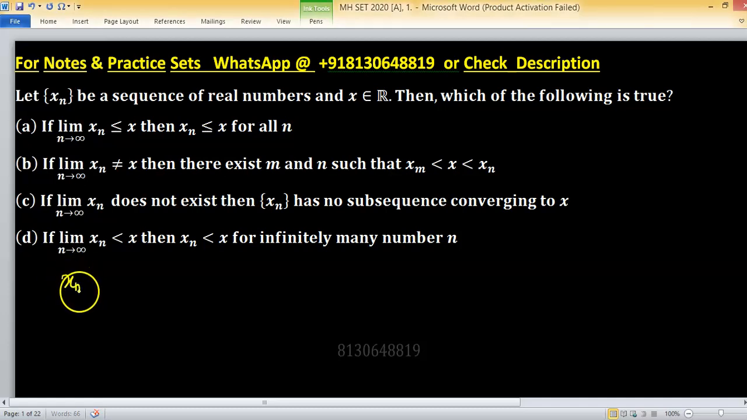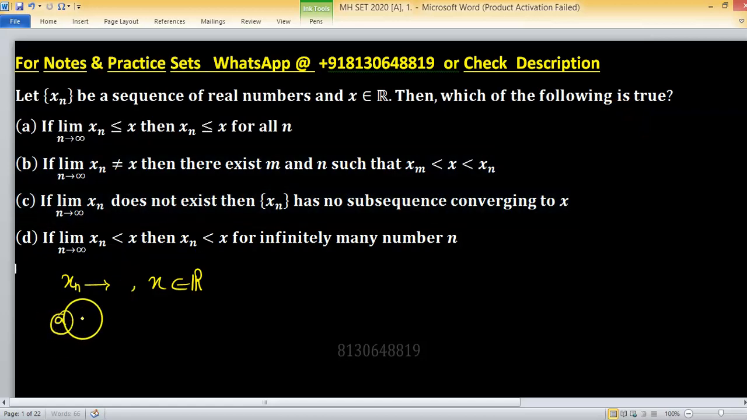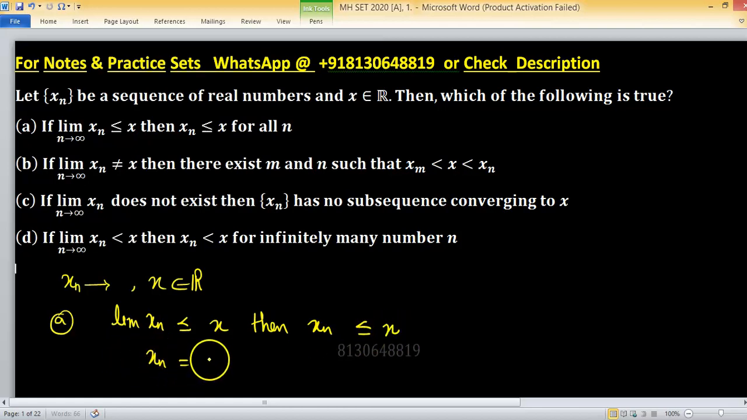In this given problem, xn is a sequence of real numbers and x is any real number. Then which of the following is true? Option A says: if limit xn is less than or equal to x, then xn is less than or equal to x. For this, if we consider xn as 1 upon n, then it tends to 0, or its limit is 0.